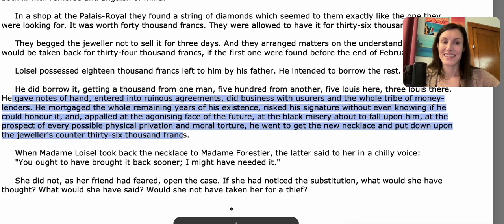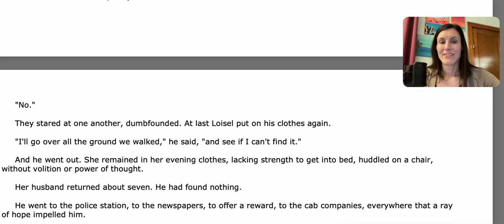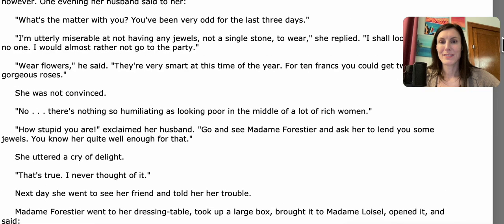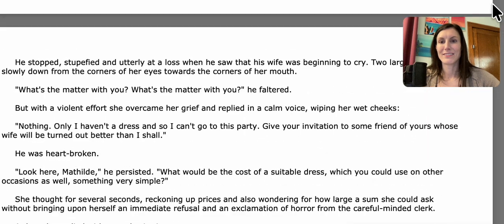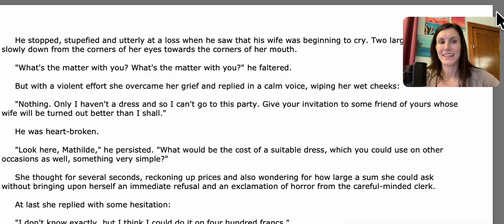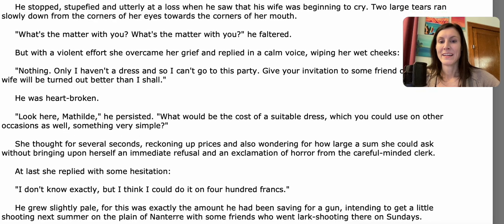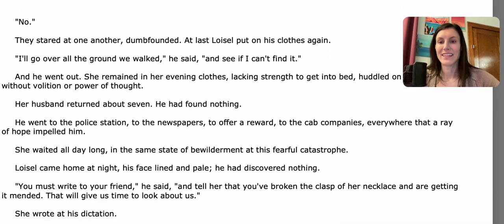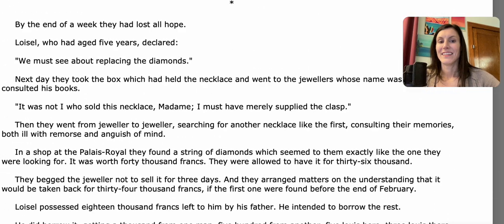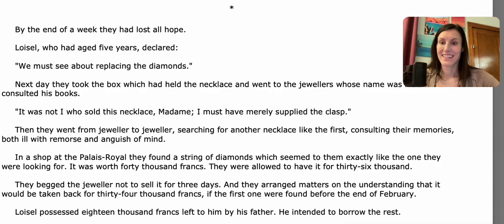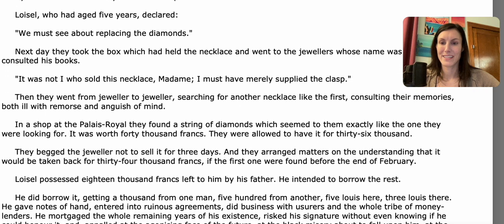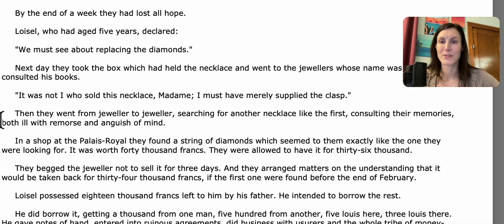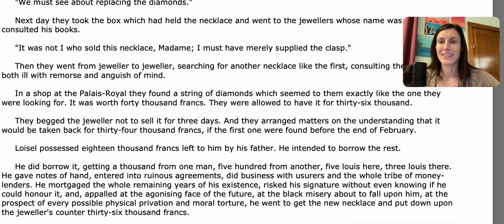And you could say that this dramatic irony could start when they start to look for the necklace and they're going to rebuy it again. And then they go and the jeweler says to them that he only supplied the case. That is ironic, because why would someone have a jewelry case. He's saying he consulted the memories when he goes, I must have only merely supplied the clasp.